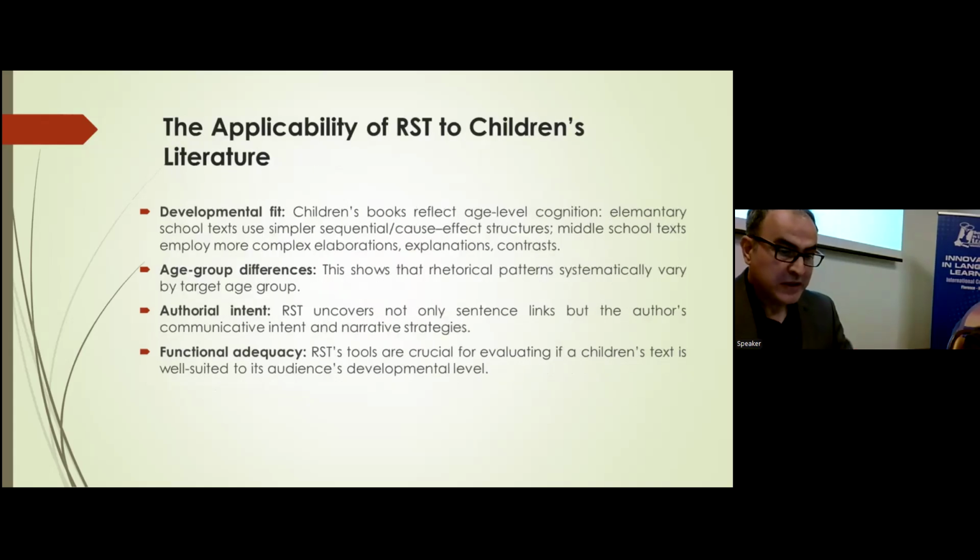And the applicability of RST to children's literature. Children's books reflect age-level cognition. Elementary school texts use simpler sequential and cause-effect structures. Middle school texts employ more complex elaborations, explanations, and contrasts. You can see the difference between them. I will talk about it later. This shows that rhetorical patterns systematically vary by target age group. They are not the same in the different age groups. RST uncovers not only sentence links, but the author's communicative intent and narrative strategies. And we can talk about functional adequacy. RST's tools are critical for evaluating if a children's text is well suited to its audience's developmental level. It was important too.